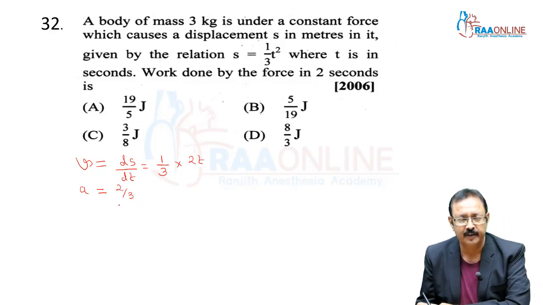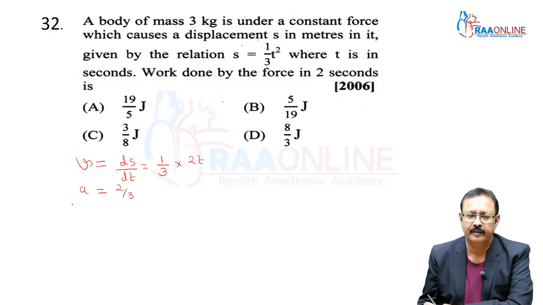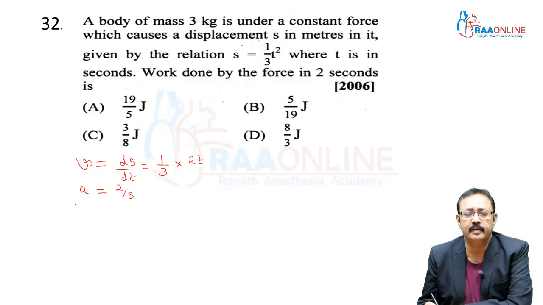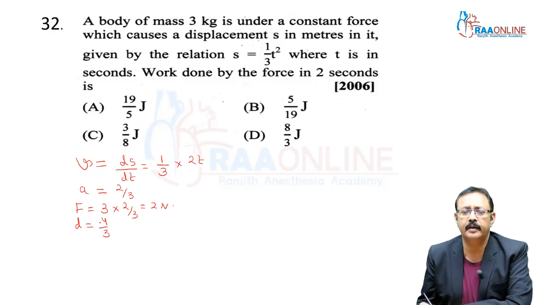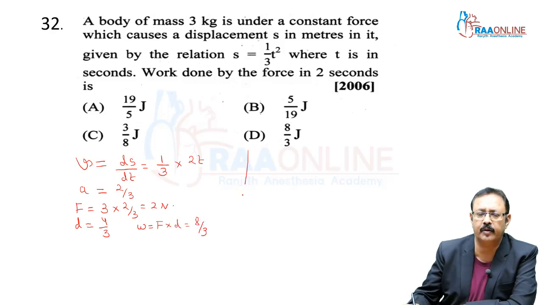Means force is constant. So in this problem, you can take help of force into displacement. Particle is moving with constant acceleration. So now you can take help of that. What is force? M into A. It is 2 Newton. What is displacement? In 2 seconds, displacement is 4 by 3. So work done is equals to force into displacement. We will get 8 by 3. In any way you will get the same answer because force is constant.